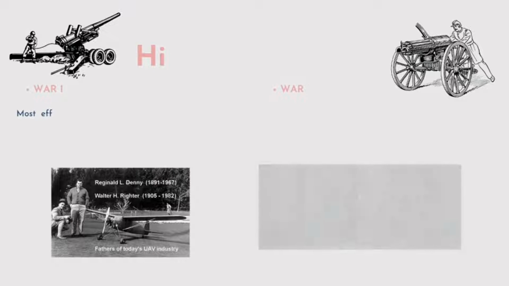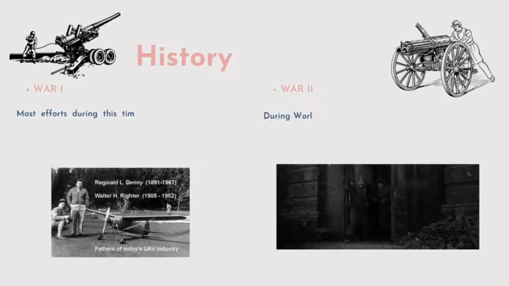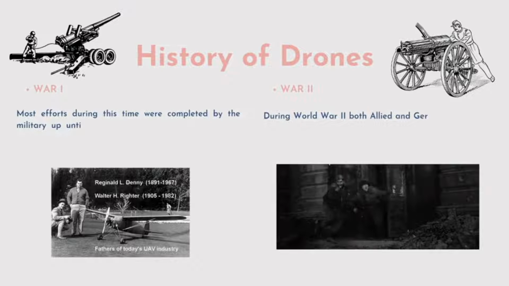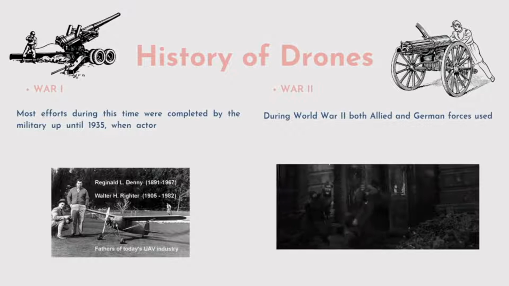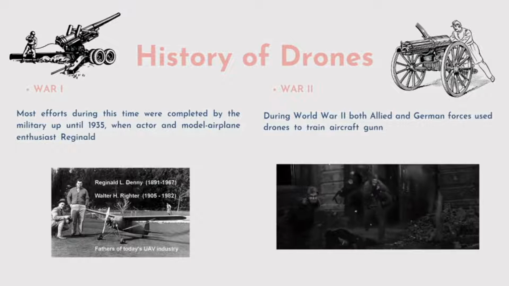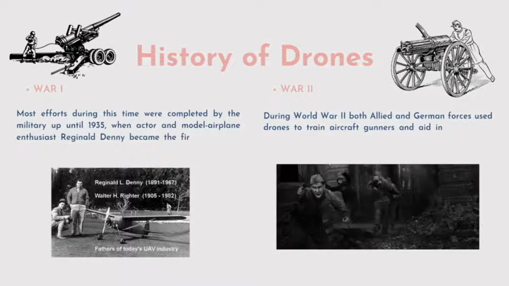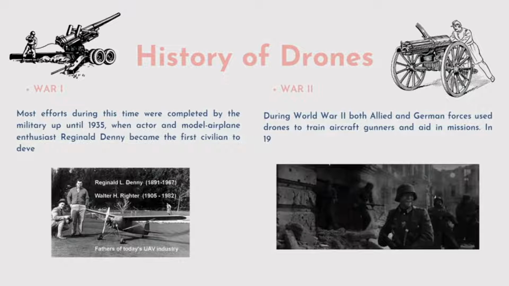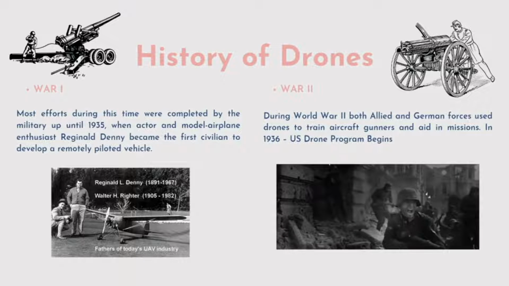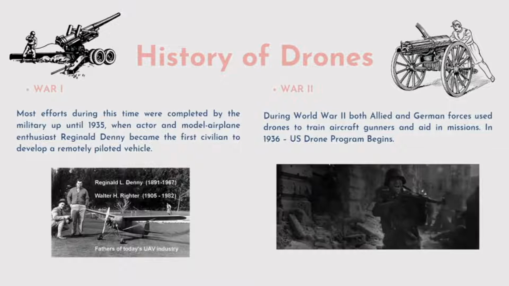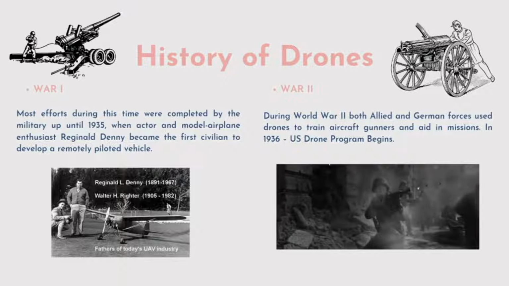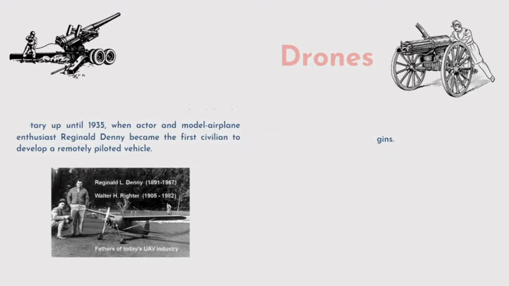History of drones. World War I. Most efforts during this time were completed by the military up until 1935, when actor and model airplane enthusiast Reginald Denny became the first citizen to develop a remotely piloted vehicle. World War II. During World War II, both Allied and German forces used drones to train aircraft gunners and test air munitions. In 1936, the U.S. drone program began.